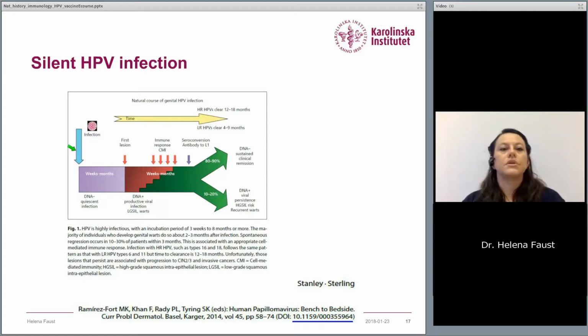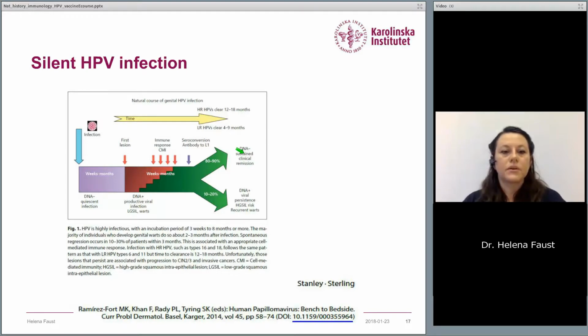So what does an HPV infection usually look like? It starts very silently. We don't know when it actually happens. For a while, we have no signs. But then some first lesion may come, for example a wart, and then the DNA of the virus is also detectable. It might take weeks or months, and spontaneously the wart regresses.